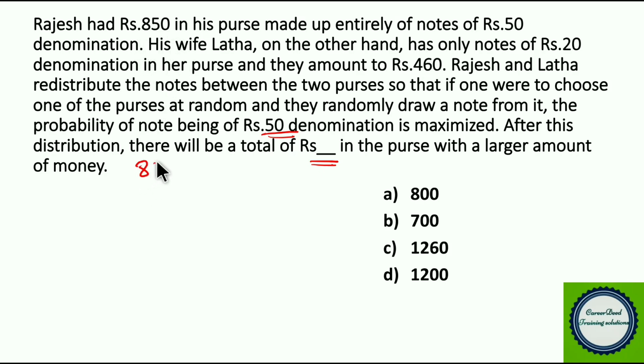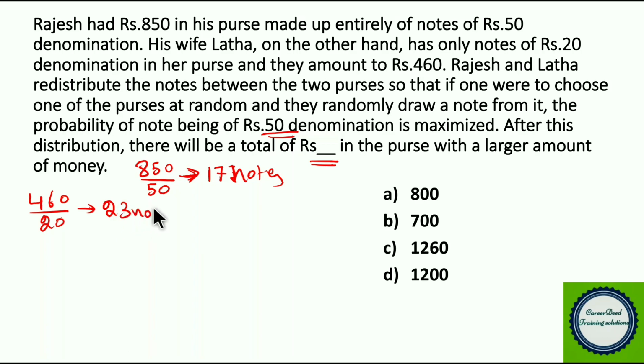So 850 divided by 50. So how many notes does Rajesh have in total? When you divide it, you get 17 notes. So Rajesh has 17 notes of 50 rupees denomination. And Lada has 460 rupees with the denomination 20. So 460 divided by 20, Lada has 23 notes.